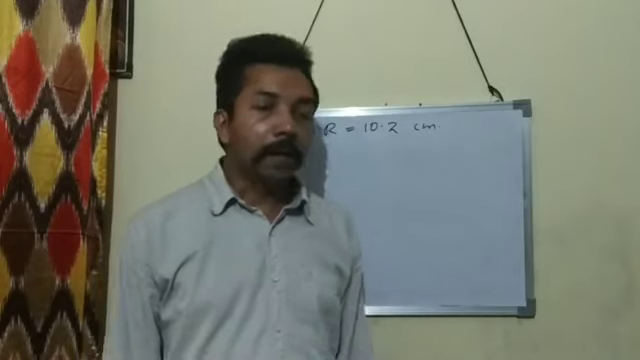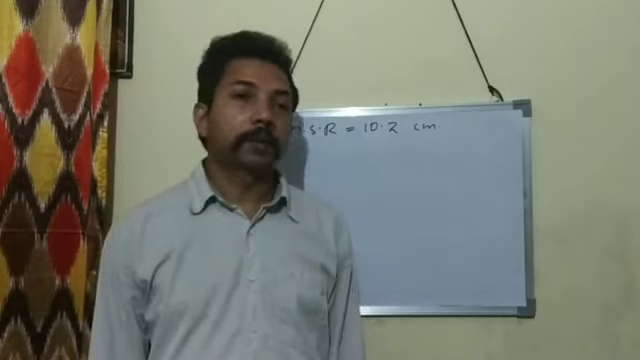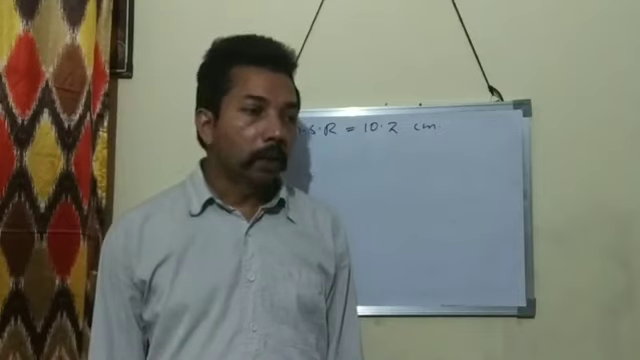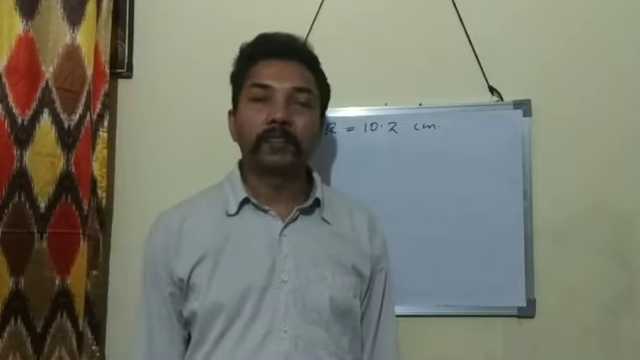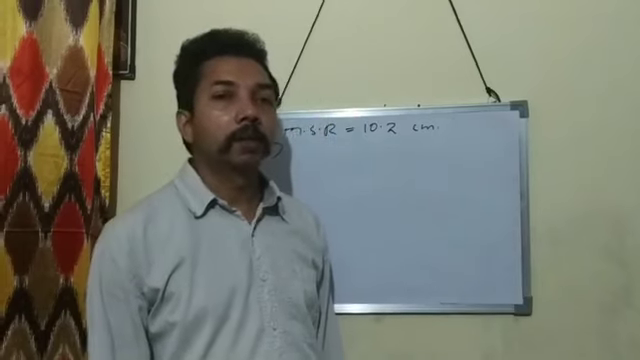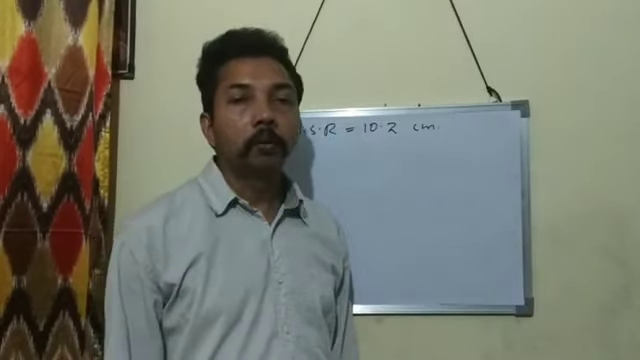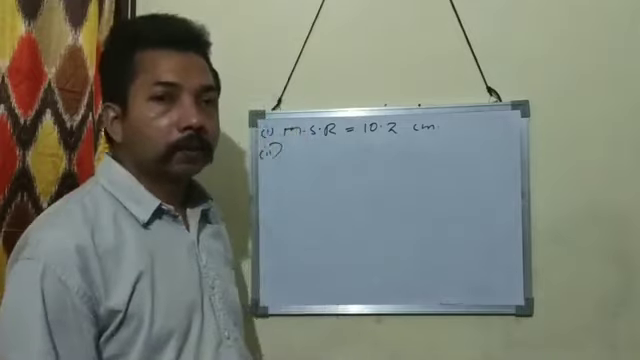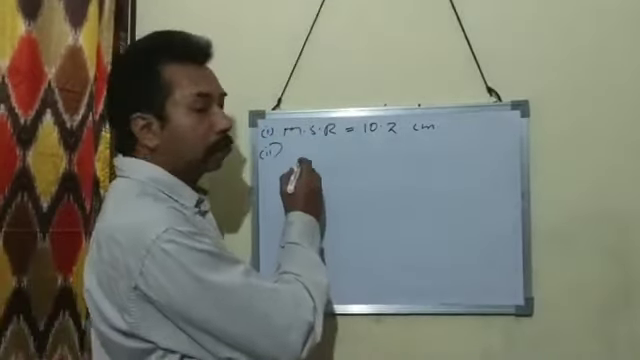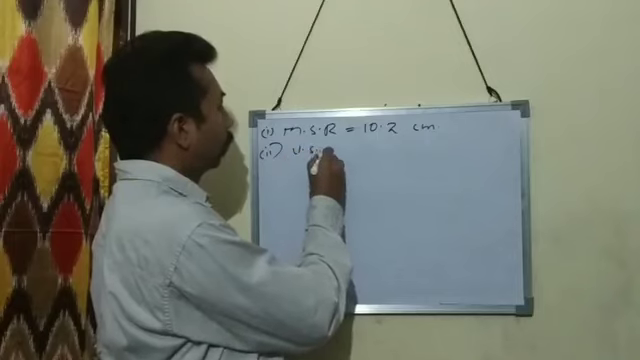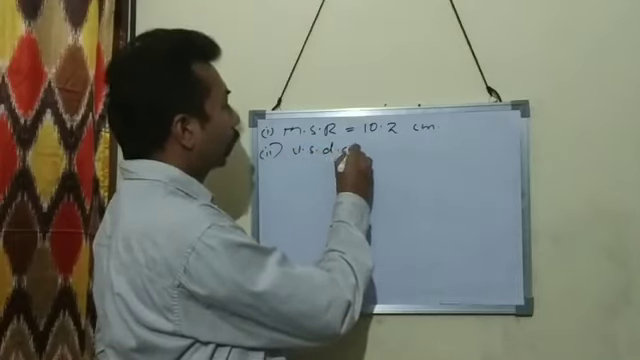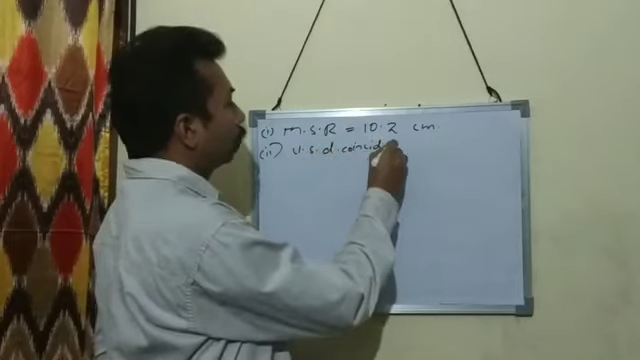But you can see that the 7th vernier scale division coincides with the main scale division. Coinciding means coming on the same line. That is the meaning of coinciding. The vernier scale division coinciding is equal to 7.